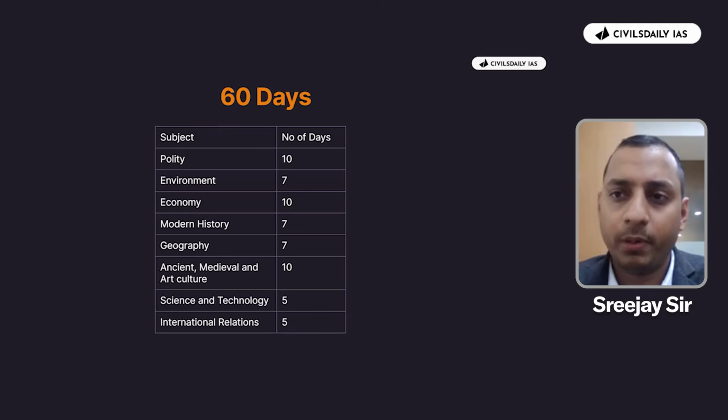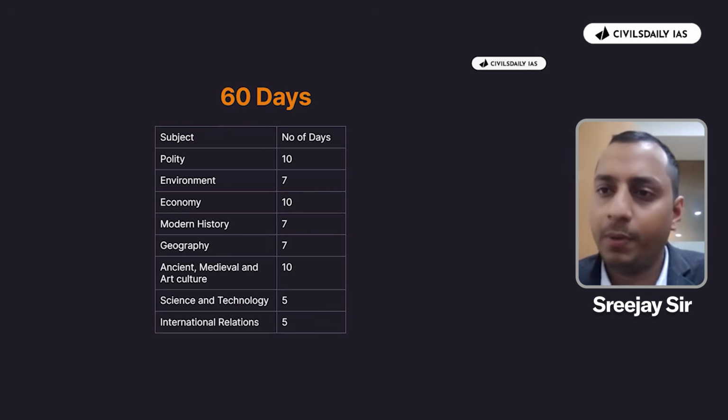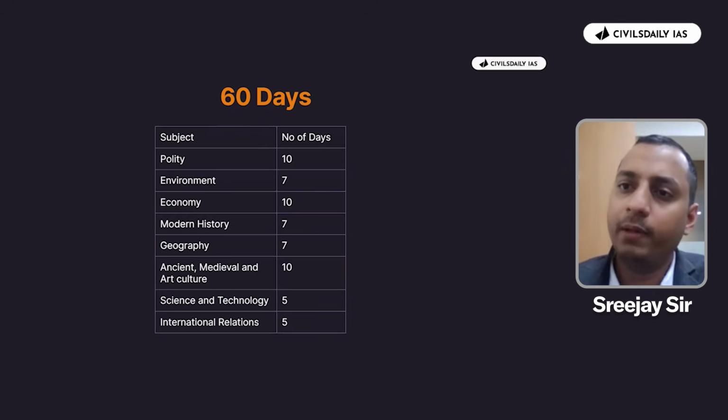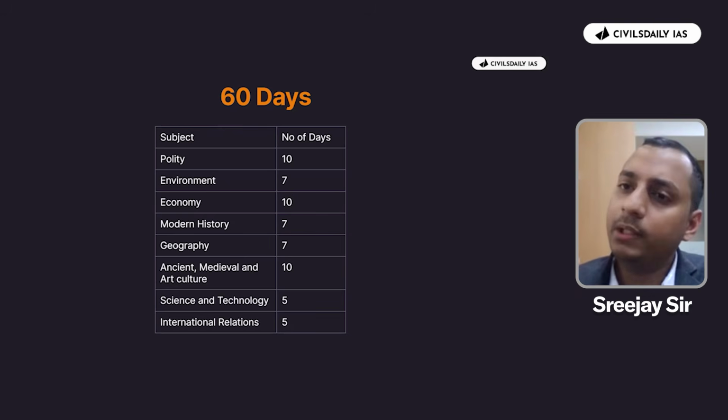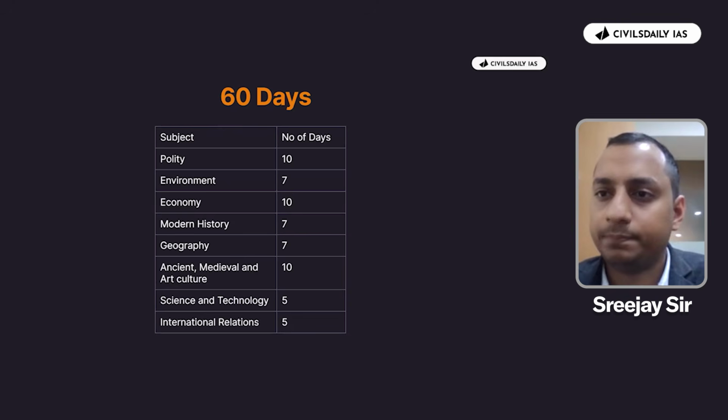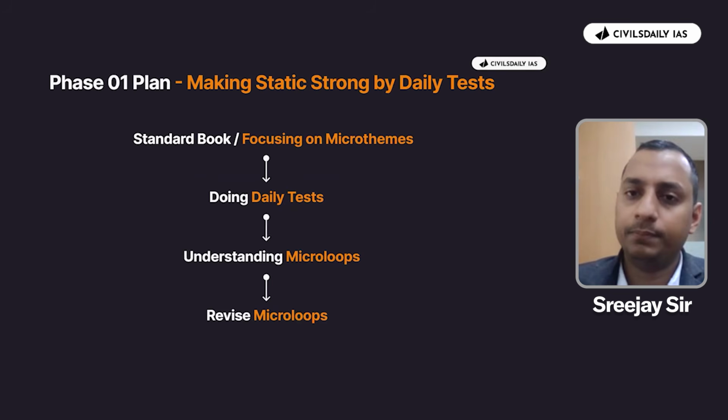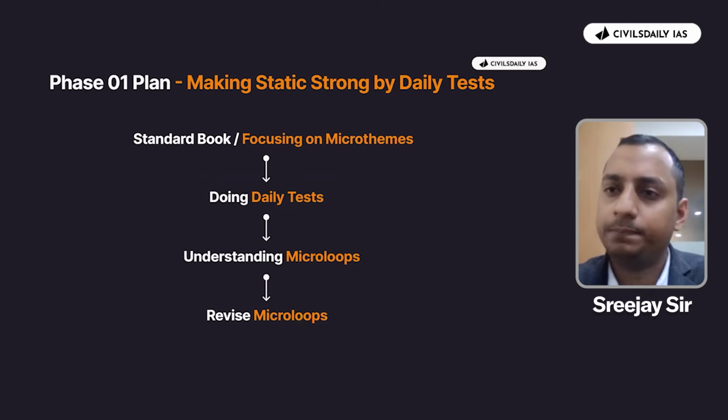So this will be a rough plan. It will depend on each and every person out there, because let's say you are very bright in polity, then you don't need 10 days to complete polity. Let's say you're very weak in environment, then you can dedicate close to 14 days for environment. So it will vary according to each and every person. But roughly, in 90 days, you try to complete everything. Okay?